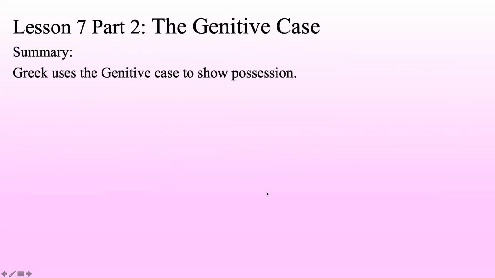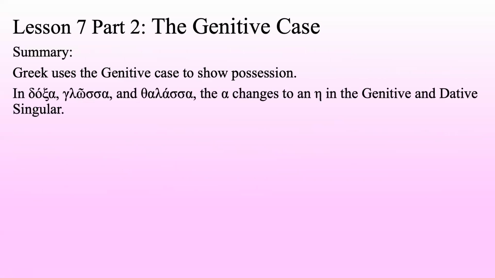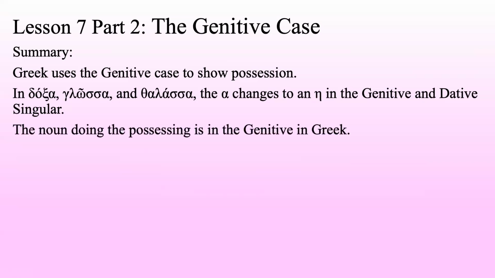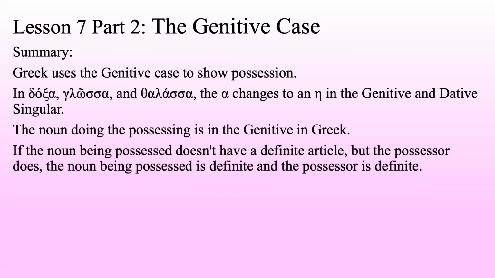All right, summary. Greek uses the genitive case to show possession. In doxa, glossa, and thalassa, the alpha changes to an eta in the genitive and dative singular. Or you can think of it as when the stem doesn't end in epsilon, iota, or rho, but these are the only three that are going to do that. The noun doing the possessing is in the genitive in Greek. If the noun being possessed doesn't have a definite article, but the possessor does, the noun being possessed is definite and the possessor is definite.